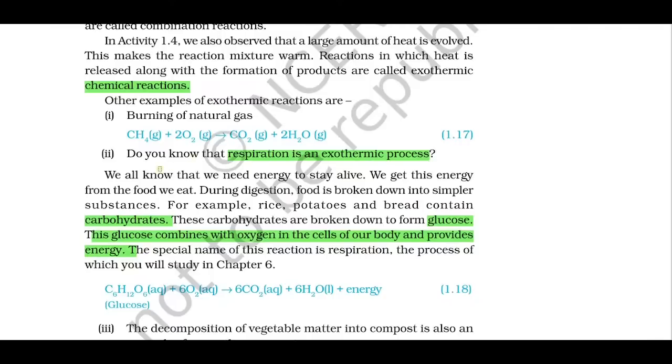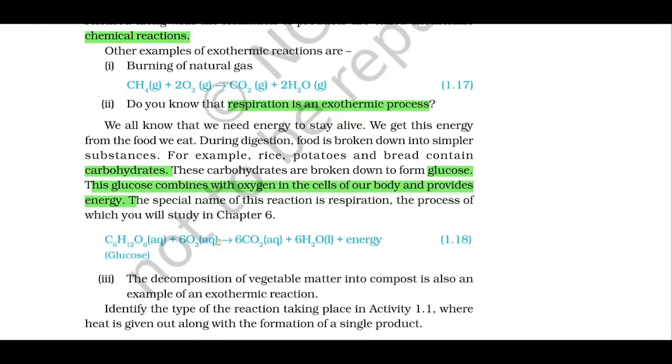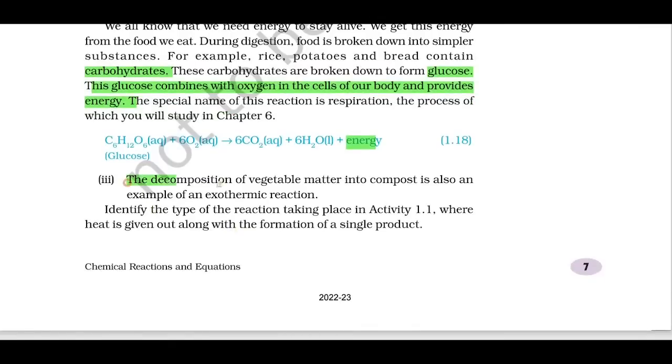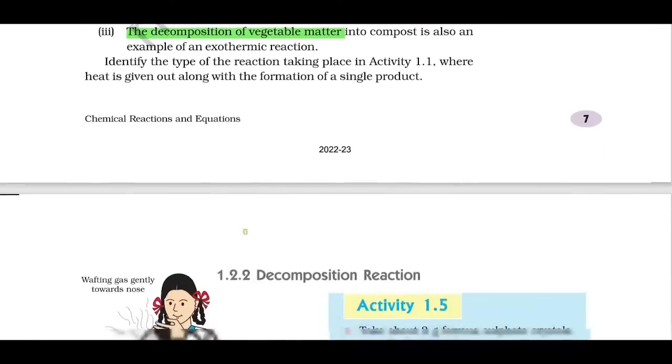Hence respiration is an exothermic reaction. C6H12O6, glucose, combining with oxygen gives us 6CO2 plus 6H2O plus energy. And also the decomposition of vegetable matter is an example of an exothermic reaction. Give reason. You should know the reason.